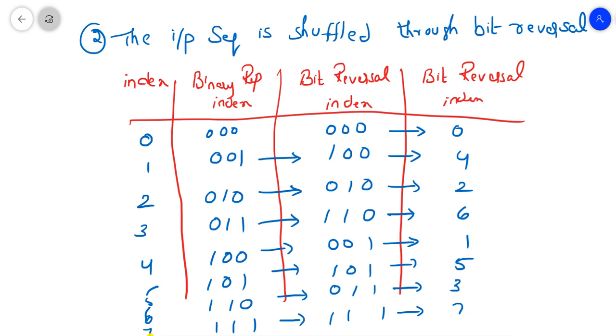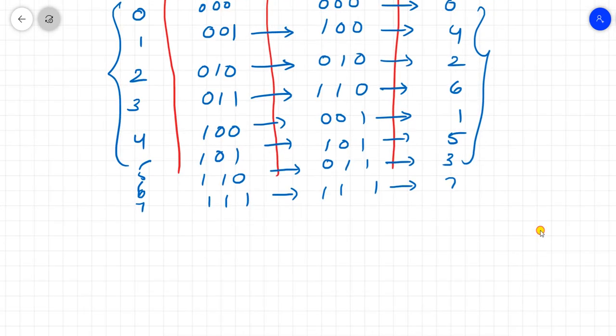Okay, so instead of considering the input sequence of natural order, you need to take these bit reversal order for decimation in time algorithm. Okay, this is step 2. Now we will see the next step.